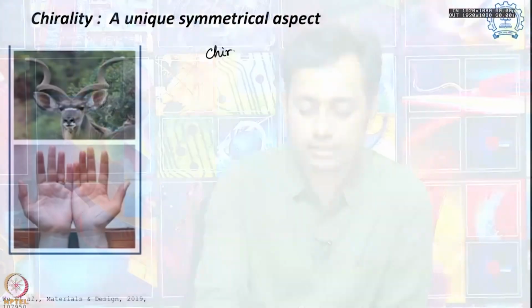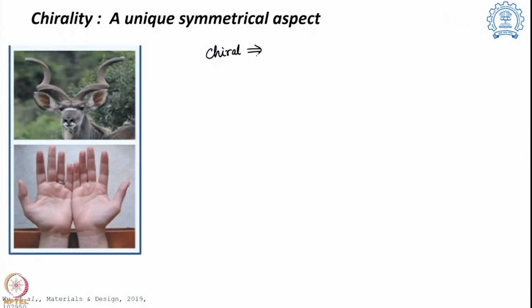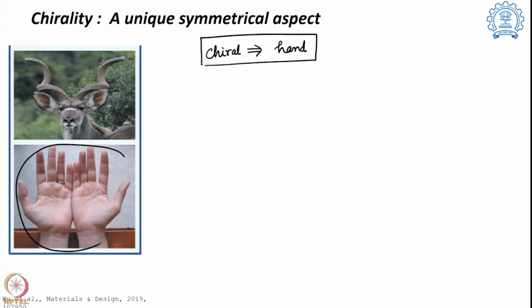Over here there is another portion of the symmetry that comes into the picture, and that is known as chirality. So, what is chirality? This term chiral is derived from a Greek term which means hand. So, chirality means handedness, and this is actually coming from this particular picture we are showing over here, which is of our hand. We can see that our hands are actually mirror images of each other, both the hands.